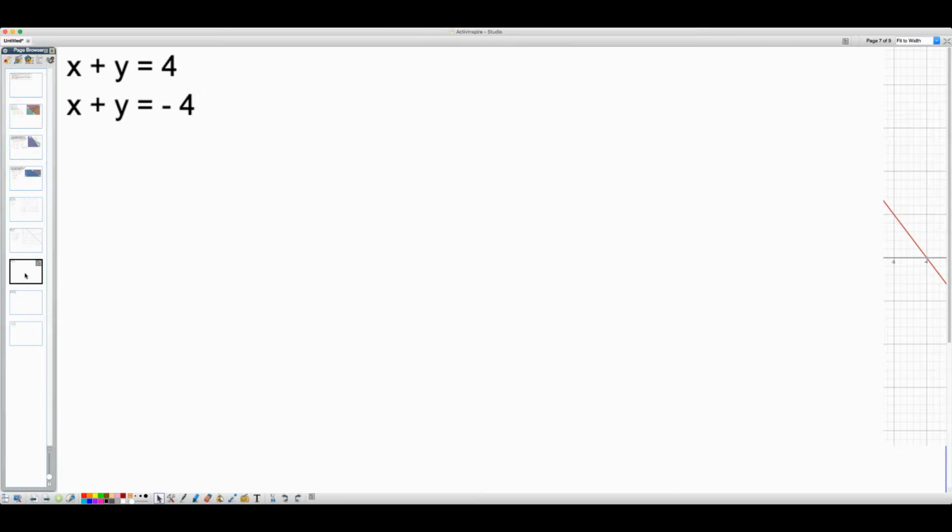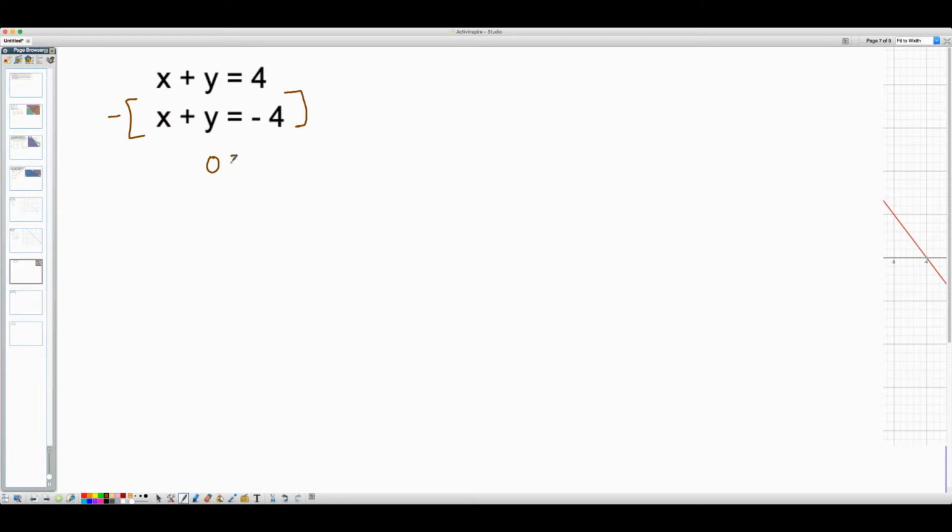Then we come across this problem. And if you look at this mentally, you think, I could just combine these two equations by subtracting the second one from the first one. And I'm going to show you how I would do that by moving this around. I would subtract the second equation from the first equation. And I get 0 is equal to 8. And that doesn't make any sense.